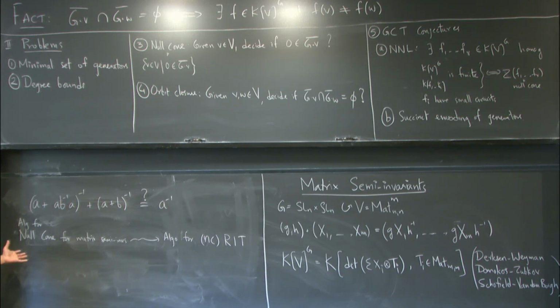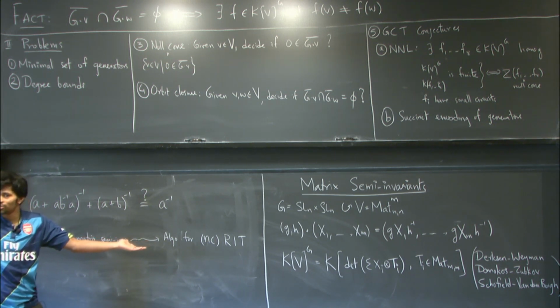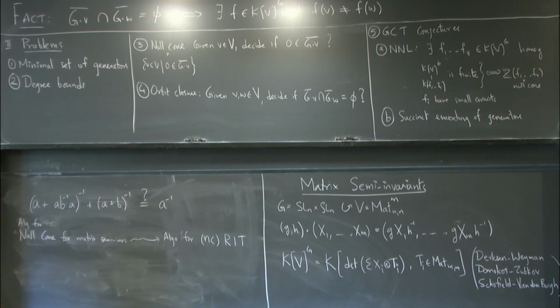Okay, so this requires a bit of work that I won't at the moment tell you about, but for some reason the null cone problem in this case captures this problem of non-commutative rational identity testing, for which at the moment we don't even have a naive algorithm. As we just discussed, we don't have a naive algorithm. I give you a big expression, you don't know what to do, you don't know where to start, you don't know where to end.